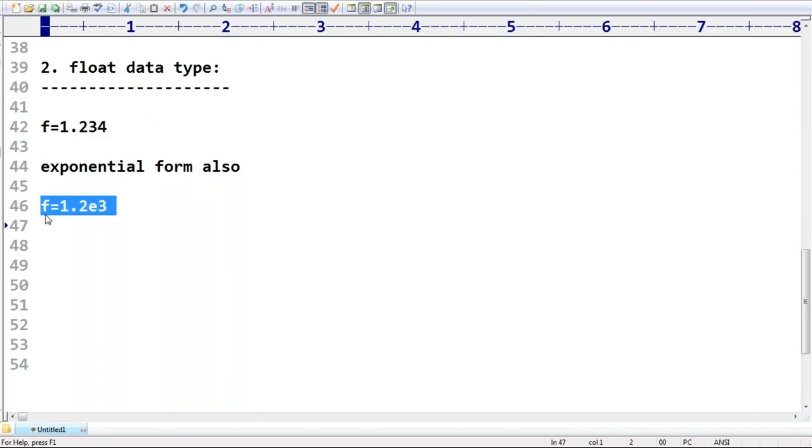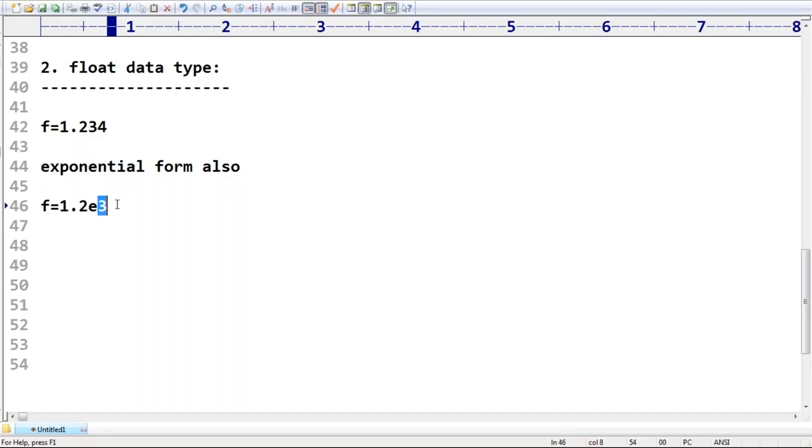Sir, can you please tell what is the advantage of representing a number in exponential form? The biggest advantage is memory utilization. The main advantage of exponential form is we can represent big values in less memory. Remember that bigger values we are able to store in less memory. So memory utilization is improved by default, sir.